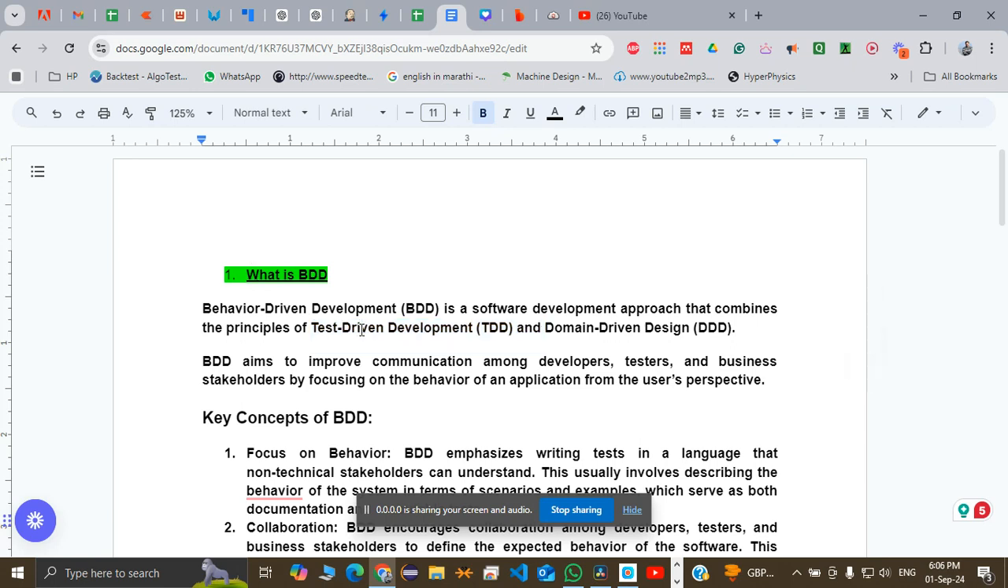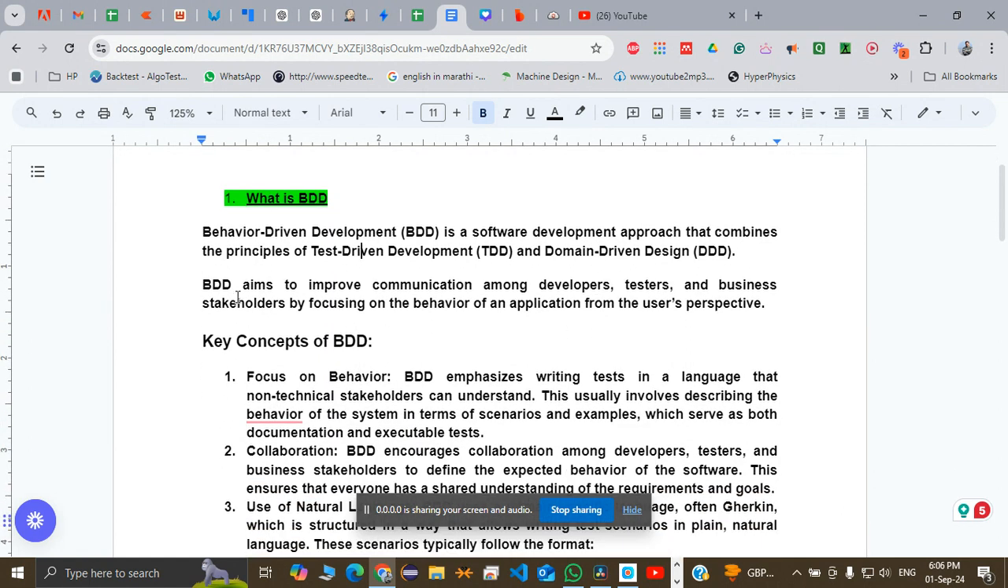Okay. Hello guys. Today we'll look into a very important topic, that is, what is BDD. The long form of BDD is behavior driven development. It's a software development approach that combines the principles of test driven development and domain driven development. BDD aims to improve the communication among the developers, testers, and the business stakeholders by focusing on the behavior of the application from the user's perspective.